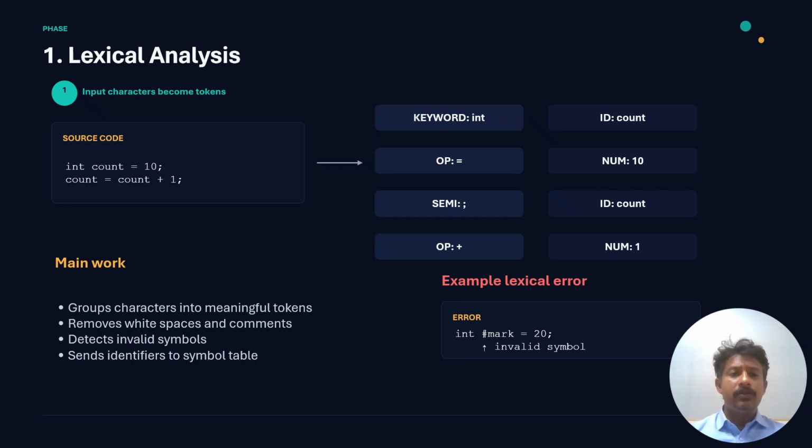It can also find simple errors. For example, if the program has an invalid character, the lexical analyzer can report an error. So the main job of lexical analysis is very simple: convert raw characters into tokens.